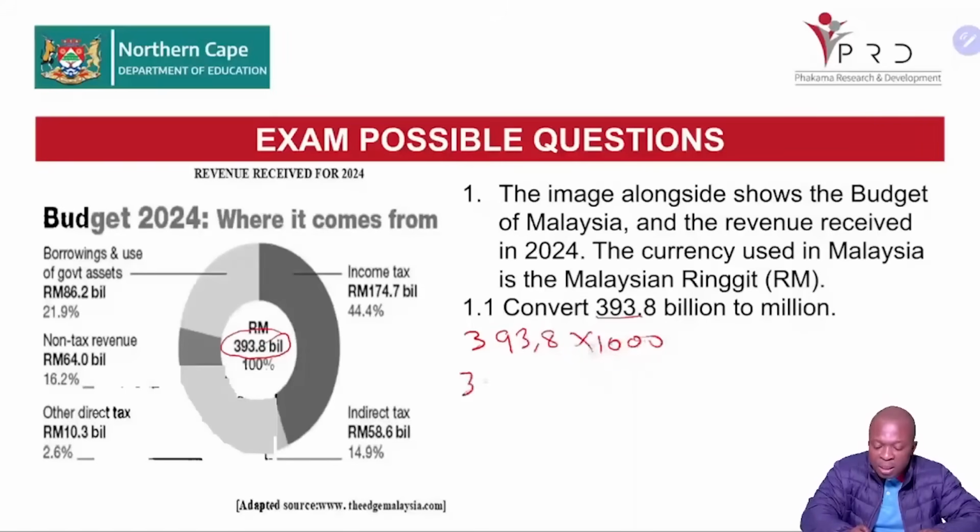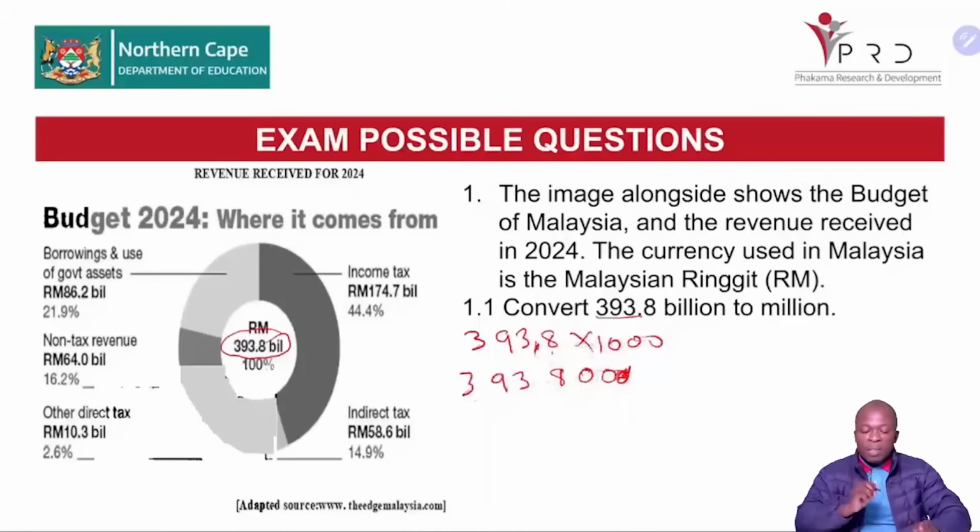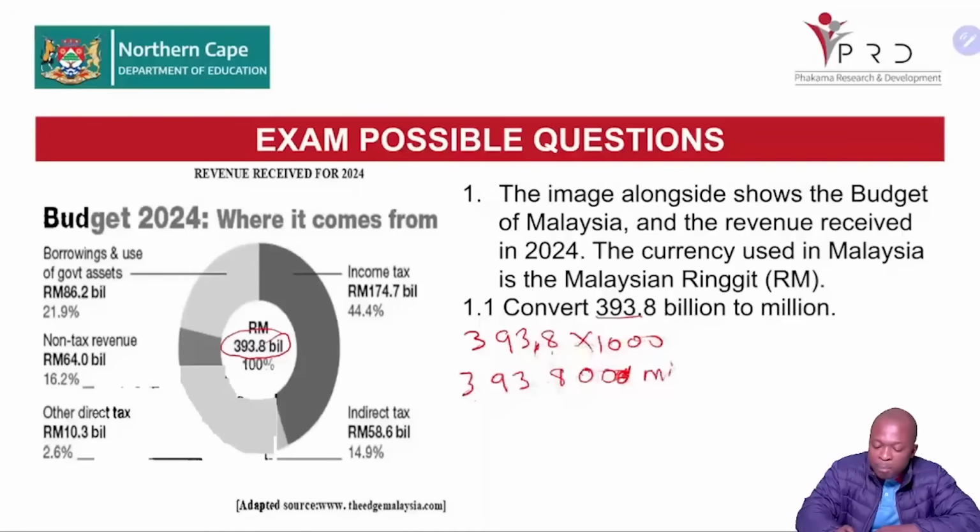So it's going to be 393,800. Okay? One of the zeros goes away because after the decimal there is a number 8, so we can only add 2 more zeros. So it's going to be 393,800. Then you put the word million. If you don't want to put the word, then you must write it this way: 393,800, then you put million.